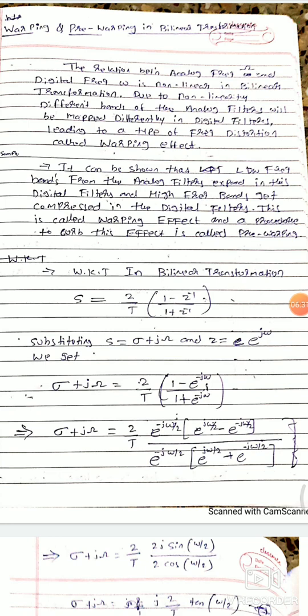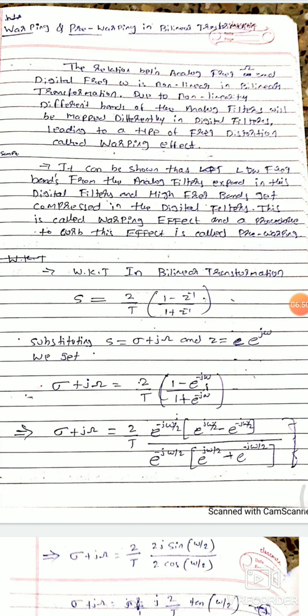It can be shown that low frequency bands from the analog filter expand in the digital filter and high frequency bands compress in digital filters. So how will we see this? We take the bilinear transformation equation, which is already derived, s equals 2 by T into 1 minus z inverse divided by 1 plus z inverse.